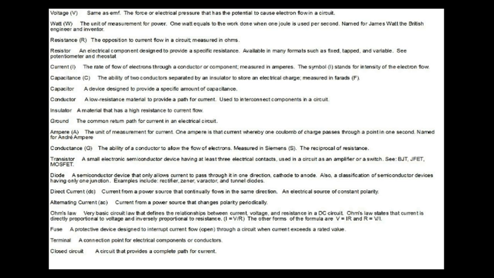What else have we got here? We've got resistors, an electrical component designed to provide specific resistance. So they plant these resistors in various pockets of society, which prevents the flow of money in certain areas. Then we've got current. Current is the rate of flow of electrons or the rate of flow of money through a conductor or component, and depending on the transaction, they can specify the exact amount of money in a transaction.